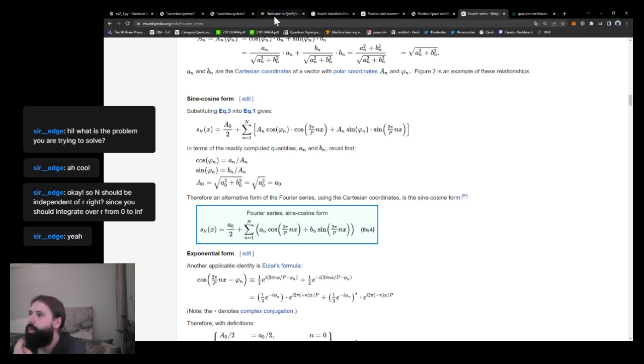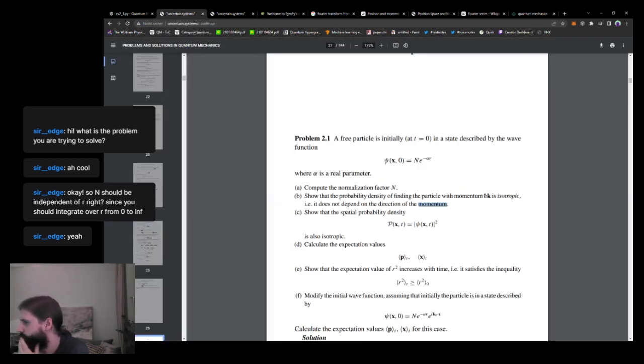But again, what I'm trying to do is write these things here in the momentum version, because what I want to do is show that the probability density of finding the particle with momentum h bar k is isotropic, aka does not depend on the position but just the radius, then maybe.